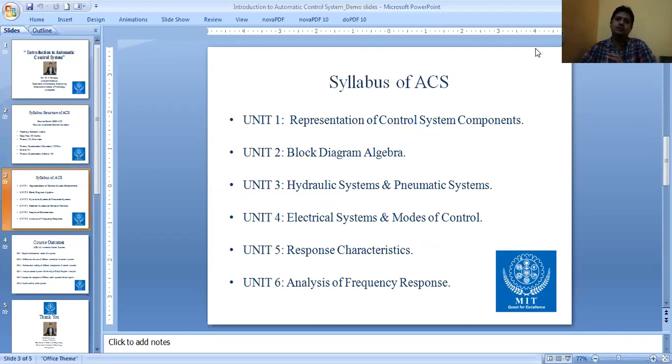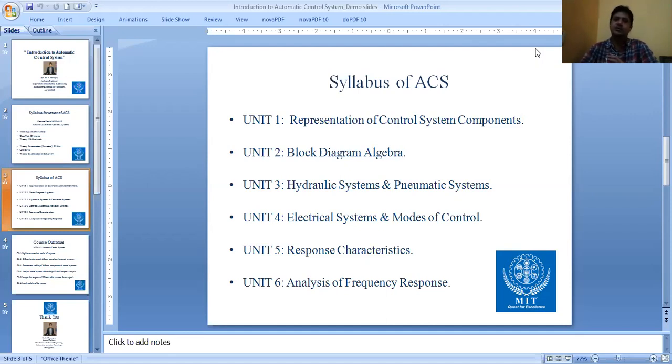Unit number 2 will deal with block diagram algebra. Of course, it is not the conventional algebra that we've studied, but what is called block diagram algebra. Here we represent different control components as blocks, and then we try to connect them. Unit number 3, of course, will be dealing with the hydraulic and pneumatic systems affiliated with our mechanical systems, and how we represent them and how we incorporate them to use as actuators in our control systems.